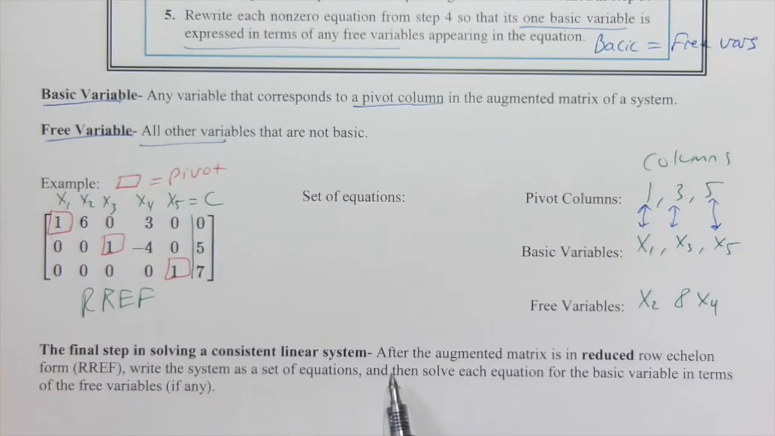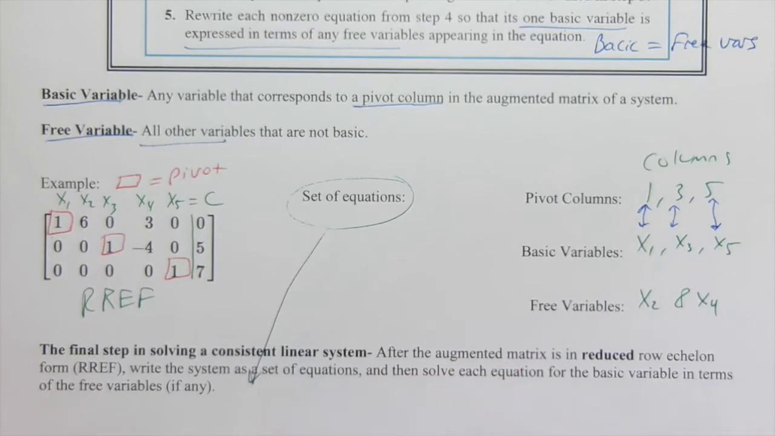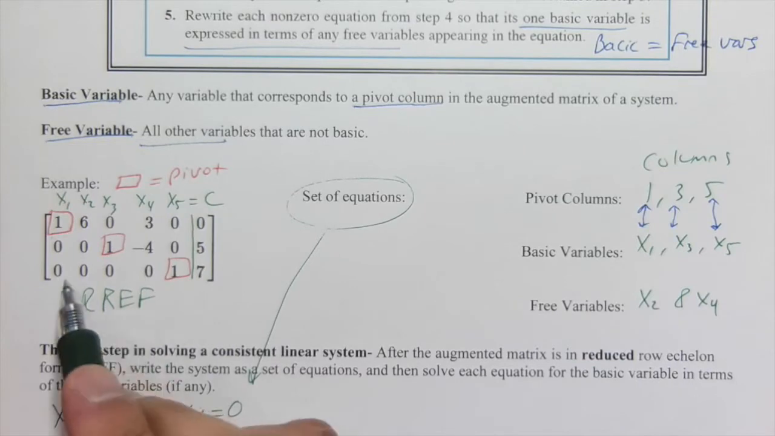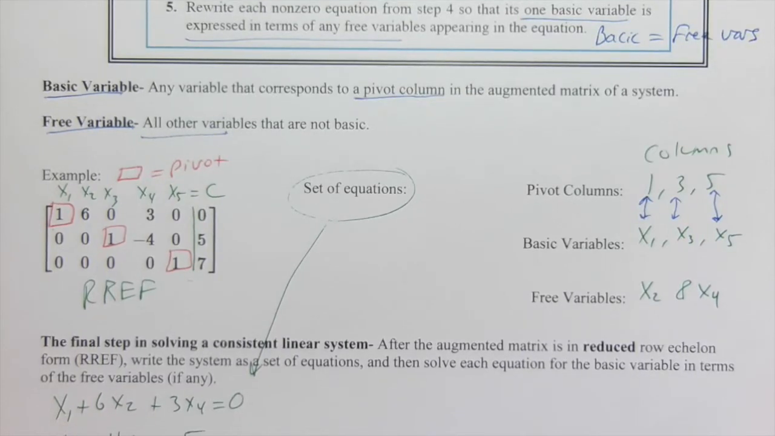Right? So the final step in solving the system is to write down the set of equations. And so the set of equations are actually going to be written down right here. And so the first row says x1 plus 6x2 plus 3x4 equals 0. The second row says x3 minus 4x4 equals 5. And the third row says x5 equals 7. Okay, so we just did step 4, we wrote down the set of equations.